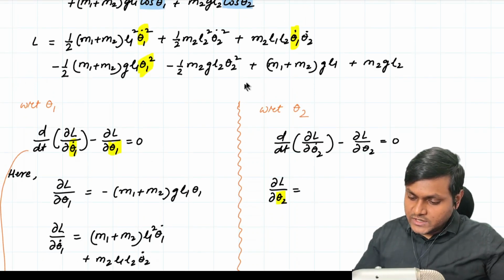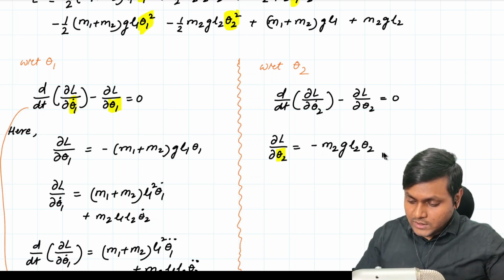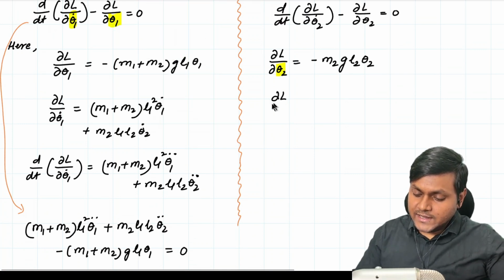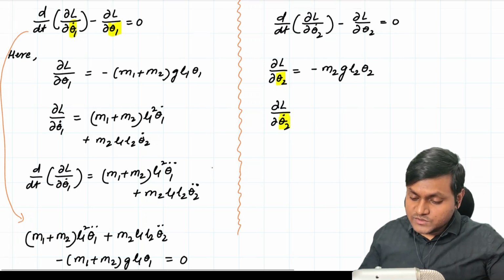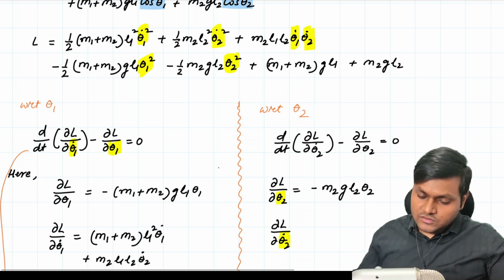So how many terms are there that contain theta 2? Just one term. Okay, so this becomes quite easy. So this is nothing but minus m2 g l2 theta 2. Similarly, the next partial derivative I'm interested in is del L upon del theta 2 dot. So how many theta 2 dot terms are there? You just have this term and this term, right? So you'll just get two terms here.